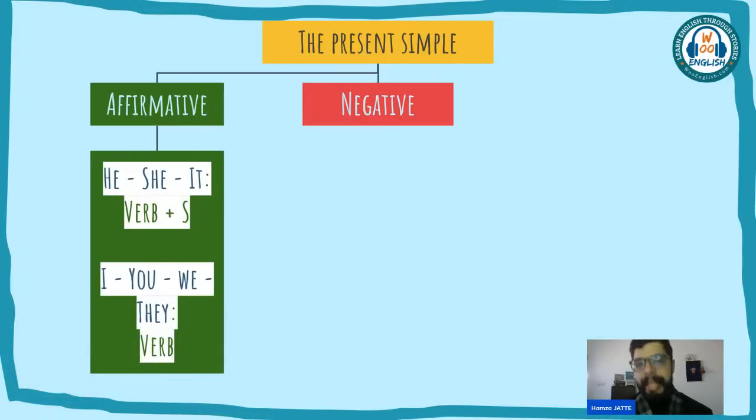Now, what about the negative? Let's see. I like English. He loves Spanish. Can you make these sentences into the negative form? Let's start with the first one.